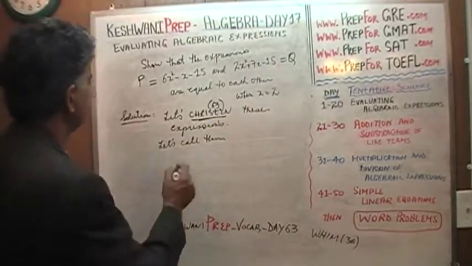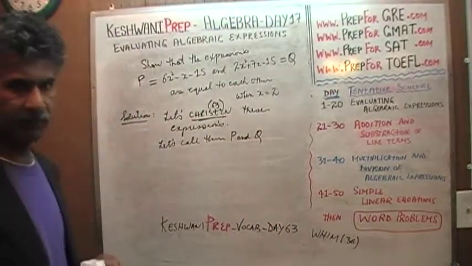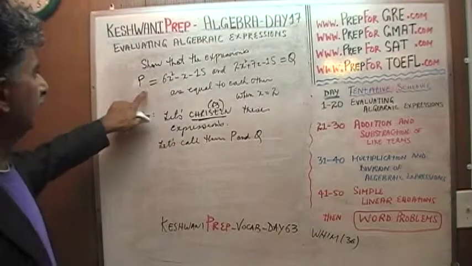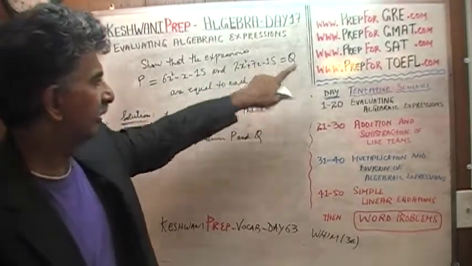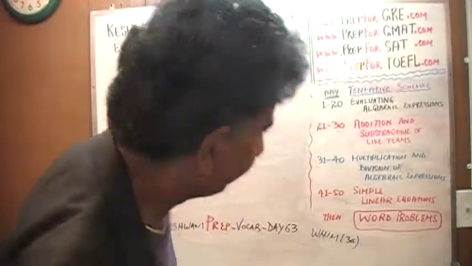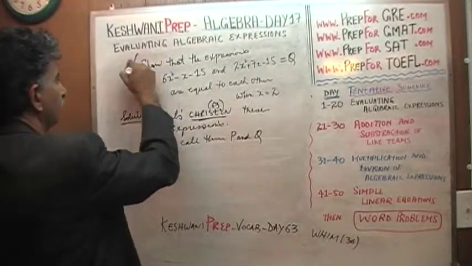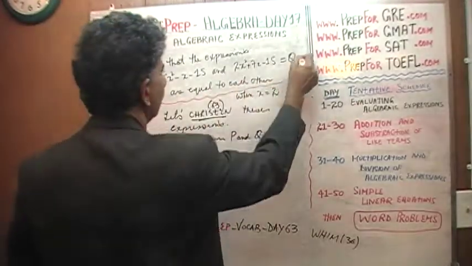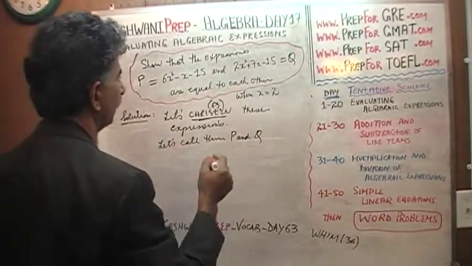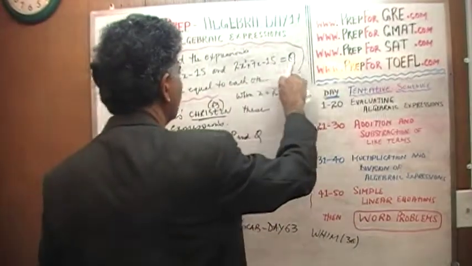So let's call them P and Q. To christen something means to give something a name. We just christened these expressions. I christen this one P, and this expression Q. So now I'm going to write the exact same question. The question is this: show that these two expressions are equal to each other when x equals 2. That was the question, when x equals 2.